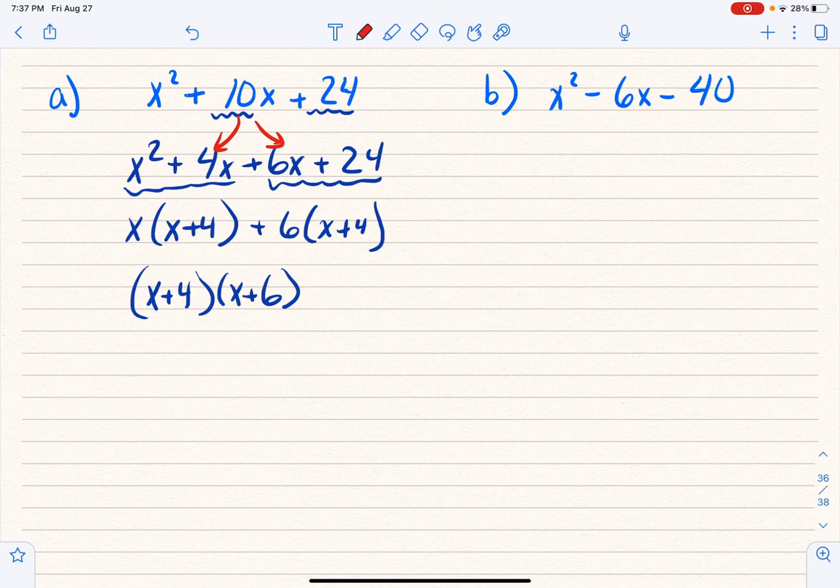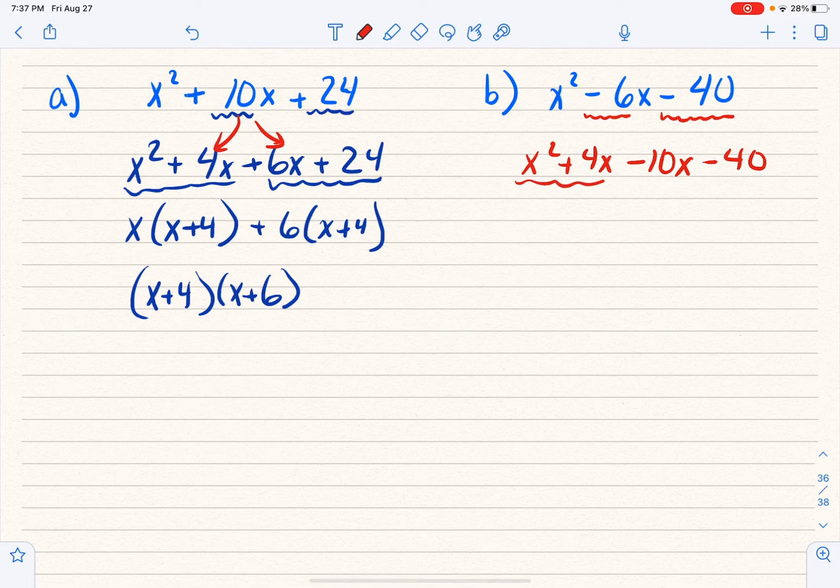Okay, let's look at this next one. So you go, what two numbers multiply together give me negative 40, but when I add them, I get negative 6? The answers are negative 10 and positive 4. So I say x squared minus 10x plus 4x minus 40, okay? All right, and with this one, you know what? I'm going to switch that around just because we'll run into something a little bit different if we go x squared plus 4x minus 10x minus 40. I'm going to show you in a second.